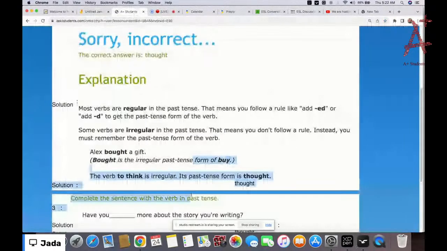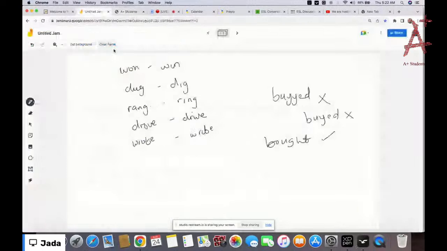So we have buy and then think. The verb to think is irregular. The past tense form is thought. So when we have think, thought. For example, I thought about you today, right? You cannot say I thinked. No, you cannot say I think about you today. It's going to be I thought about you today. Okay? That's the best answer. I thought about you today.